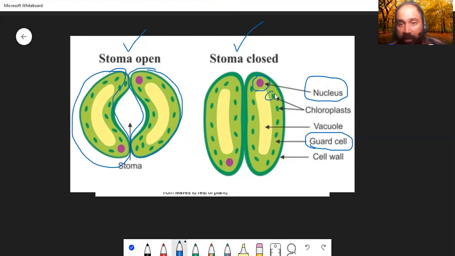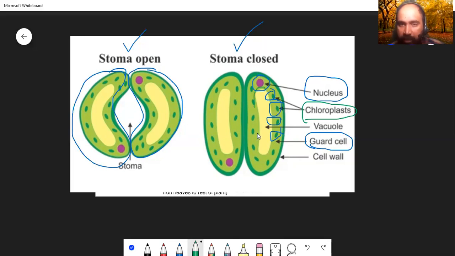Now this green color, these things are very important. This green color things, can you see? These green things are nothing but chloroplast, which contain chlorophyll. This is what makes the plant green in color. Now chloroplast is present inside the guard cell.